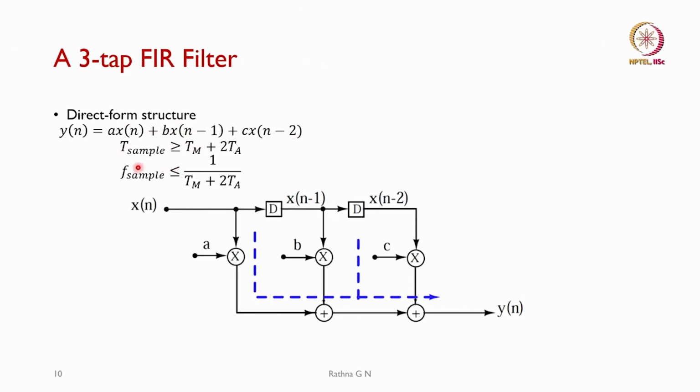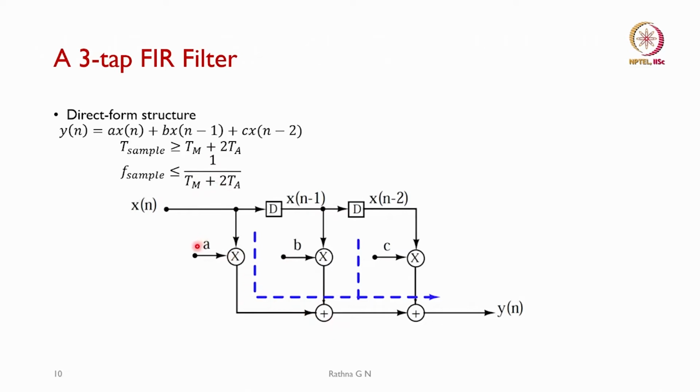We say that the sample period T sample should be greater than or equal to T m, the multiplier delay, plus the longest path, which goes from here to here and incorporates 2 adders. So, my sample period has to be T m plus 2 T a. The sampling frequency should be less than or equal to 1 divided by T m plus 2 T a. So, the time it takes to multiply and then add will decide my sampling frequency for this 3 tap FIR filter.